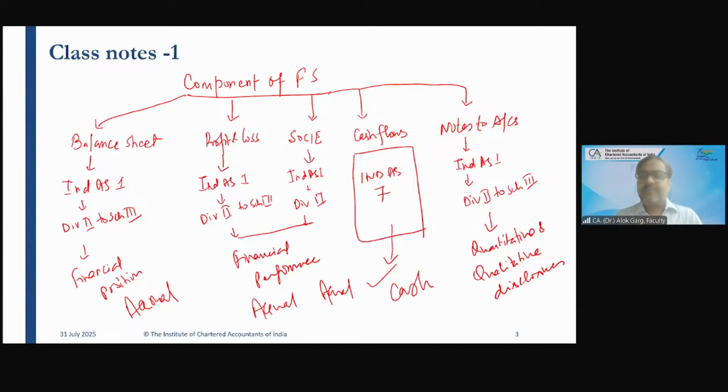So, Chitra, what is your understanding on statement of cash flows? Or Megha, you can unmute yourself and please let me know whatever is your understanding on statement of cash flows.